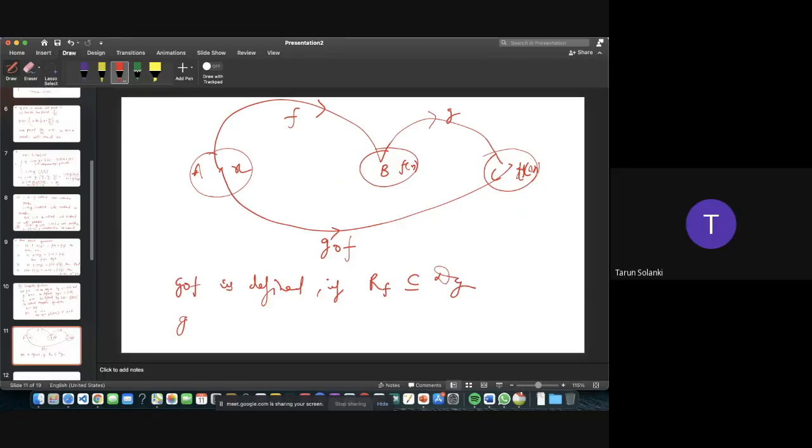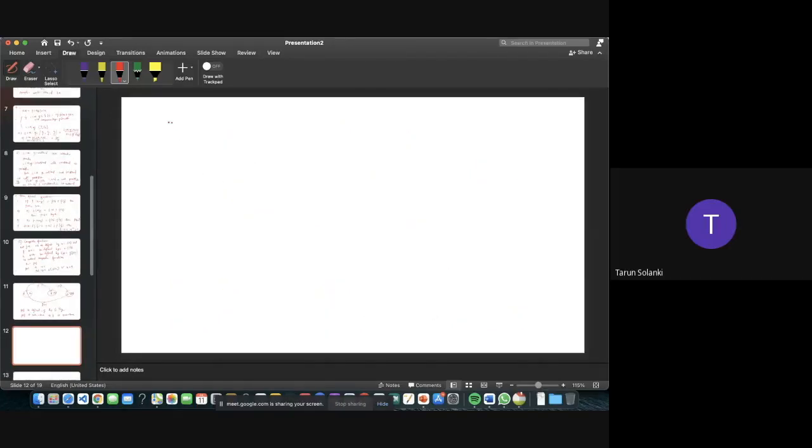If gof is one-one, then f is also one-one. Okay, next, if gof is onto, then g is onto, right?